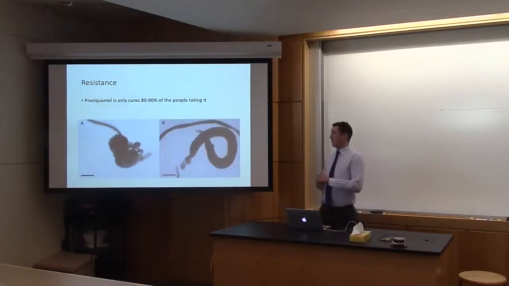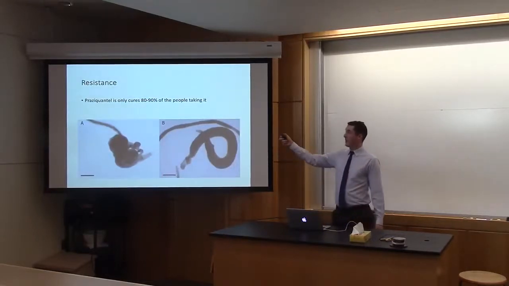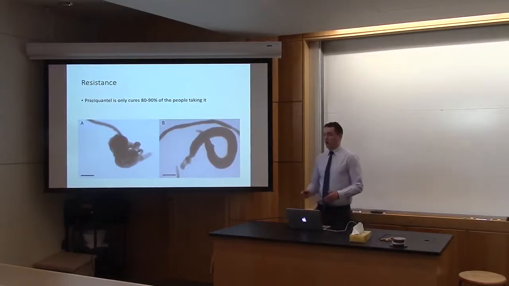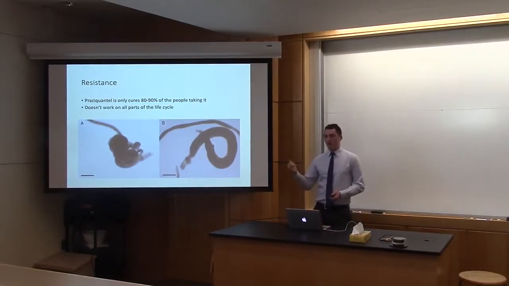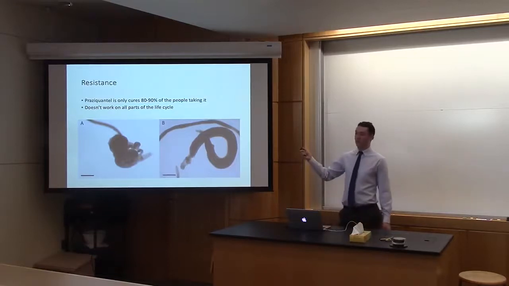So resistance is becoming a problem. Praziquantel only cures 80 to 90% of people taking it. So that's not great. You would hope that you could have a drug that could just get rid of all of it every time. That's ideal. But this doesn't do that yet. It also doesn't work on all parts of the life cycle. It only works on the mature worms.